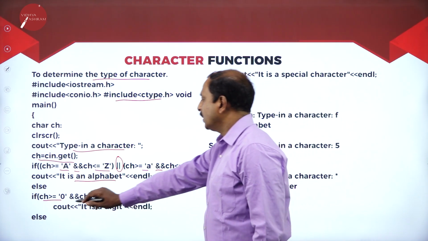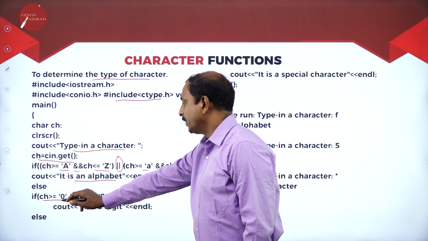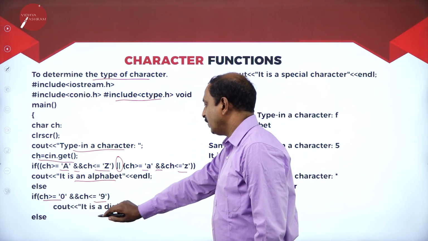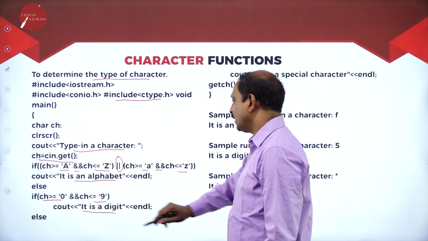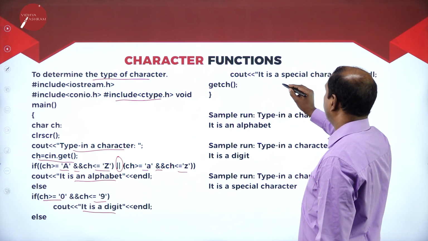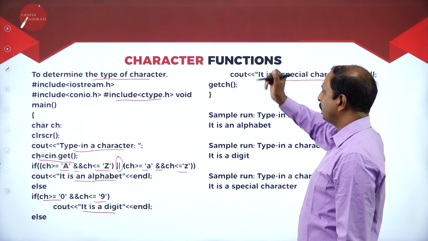So here, digits are from 0 to 9. So it should be greater than or equal to 0 and less than or equal to 9. Then we have to print that it is a digit. And again, the next one is else, we have to print that it is a special character. And getch, close the program.